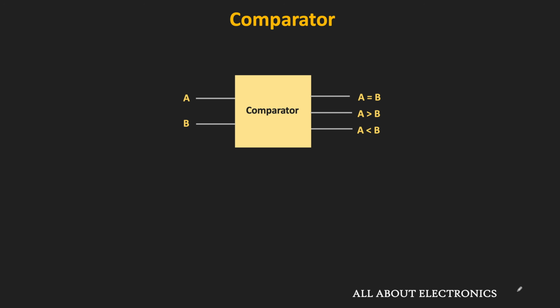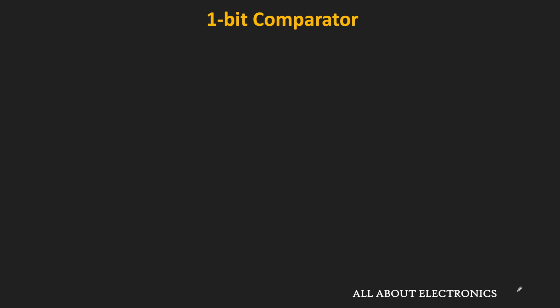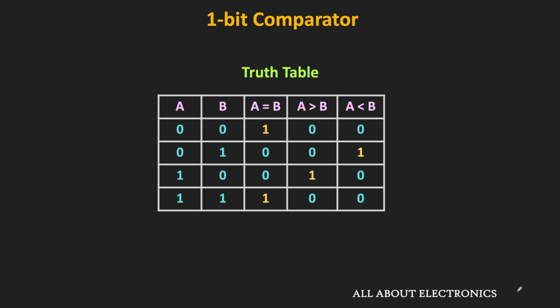To understand the design, first of all let us start with the 1-bit comparator. This 1-bit comparator compares two 1-bit numbers. First of all, let us see the truth table of this 1-bit comparator. When we are comparing two 1-bit numbers, then for the 2 bits, we have a total of 4 different combinations. And this is the truth table of the 1-bit comparator.